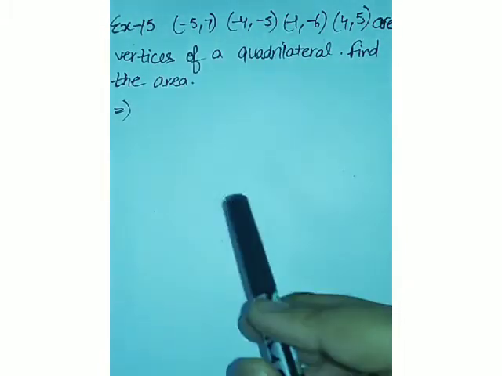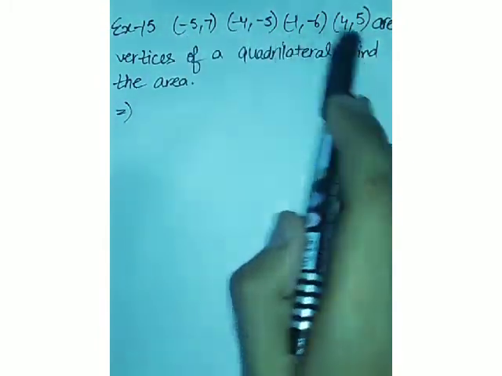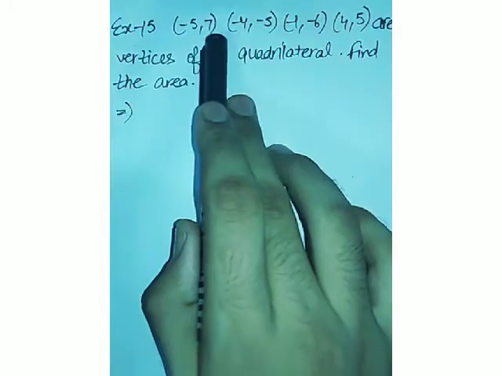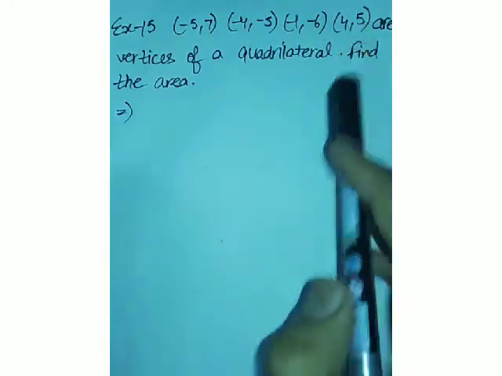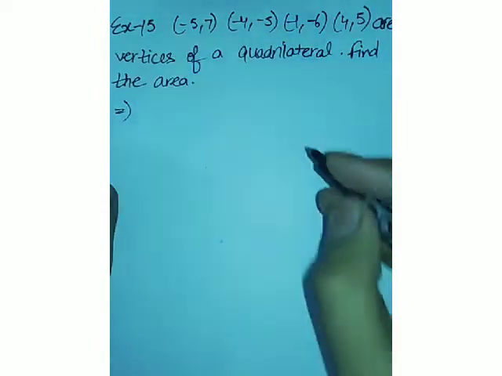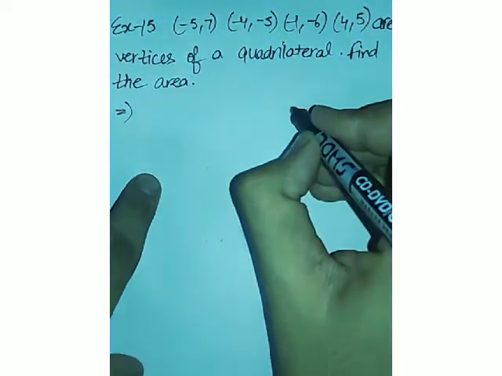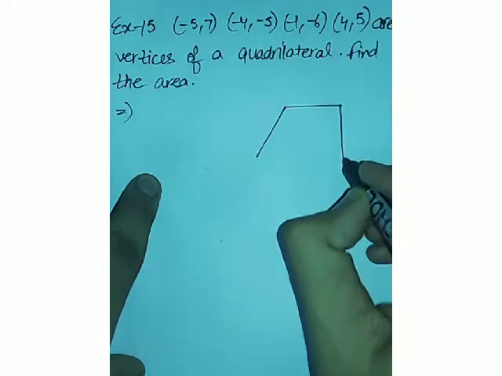This is our final example of this exercise. In this example, 4 vertices are given: minus 5, 7; minus 4, minus 5; minus 1, minus 6; and 4, 5. It is given that these are the vertices of a quadrilateral. So firstly, let's draw the quadrilateral. A quadrilateral has 4 sides and can be of any shape, as you know.